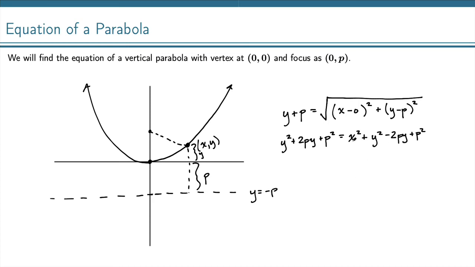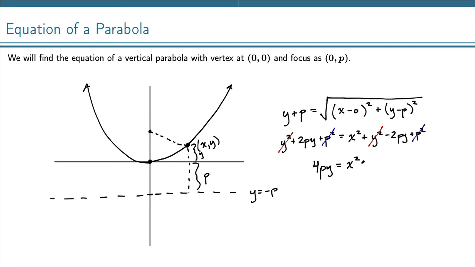And you'll notice now we've got some common terms that we can work with. First of all, we've got a y squared on both sides, so if we subtract it, it disappears. Same thing with p squared. We can subtract that from both sides. And now I'm just going to add the 2py over and combine it with this 2py, and we get 4py equals x squared.